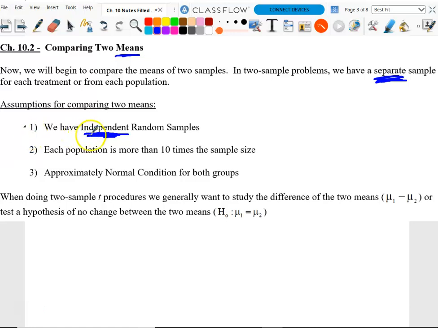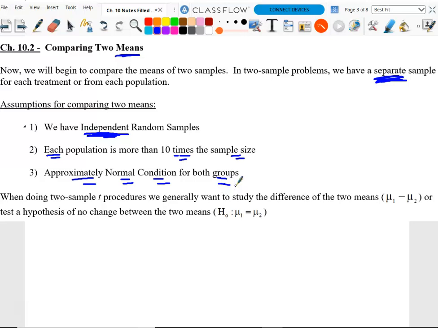That being said, I don't want to get too crazy about this, but we still have to say, just like 10.1, independent random samples. We still have to talk about each population being more than 10n. All that is, I hate to say it's busy work, but you have to write it out, letting them know you know what you're talking about. And then this is the hard one: approximate normality in the sampling distribution for each group.